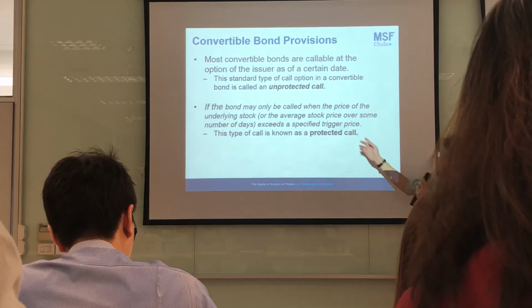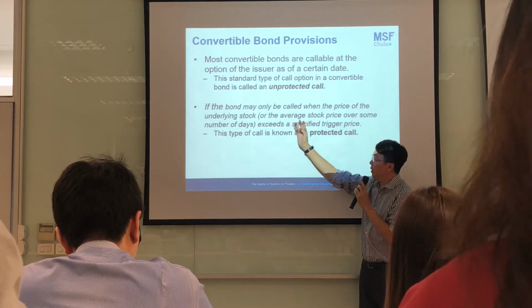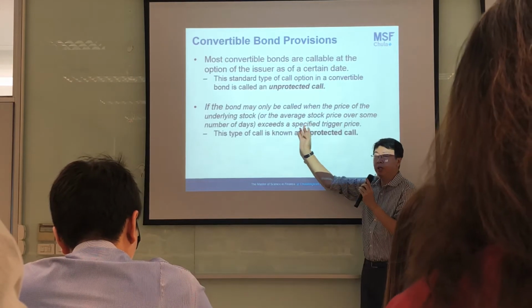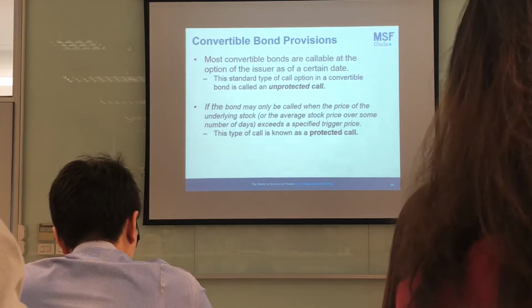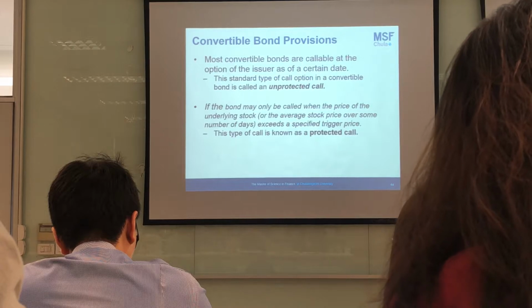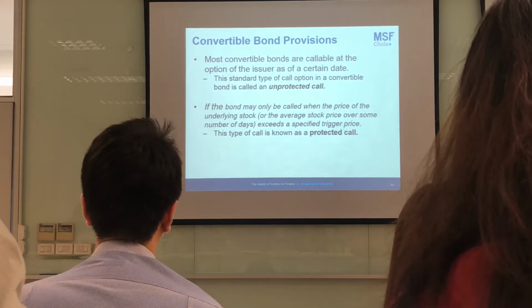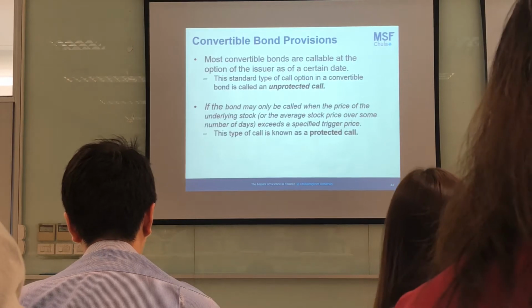And if the convertible bond sets the requirement for this case, it will be called the protected call. Alright, so there are two types of convertible bond, depending on how to set the conversion condition.